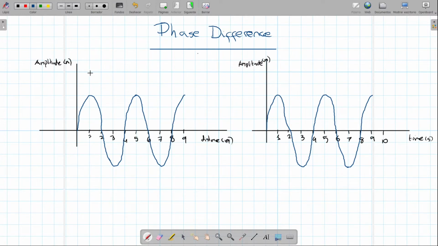Both graphs have the same thing on the y-axis, the meters, but one has distance on the x-axis and the second one has time on the x-axis. Be careful because even though they look the same, they're two different kinds of graphs and they're reflecting two different types of things.